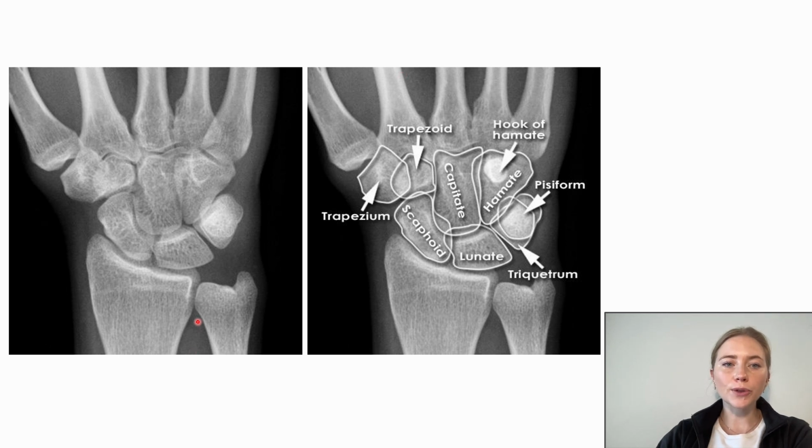Note that it is also normal to have this large gap between the ulna and the carpal bones because the ulna does not contribute to the wrist joint.